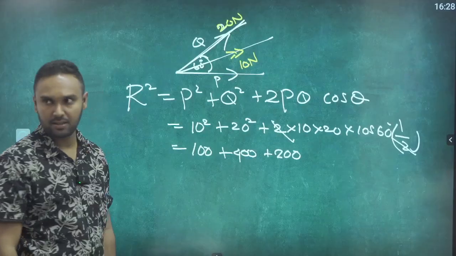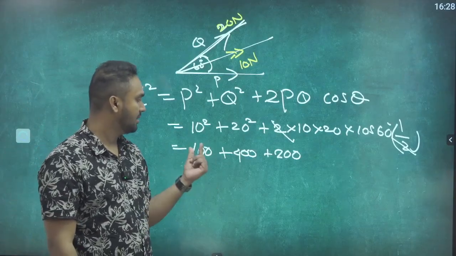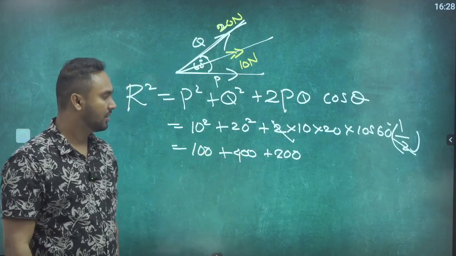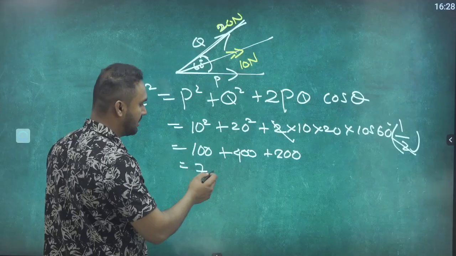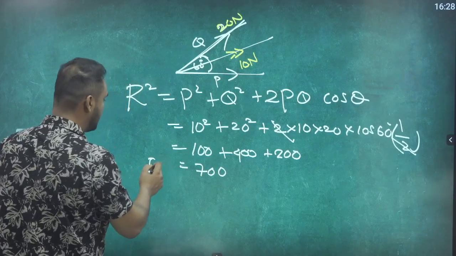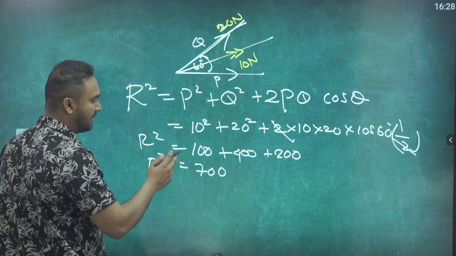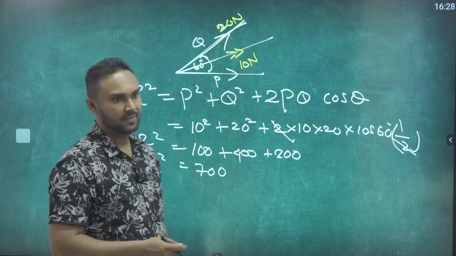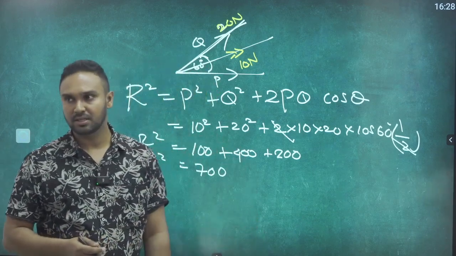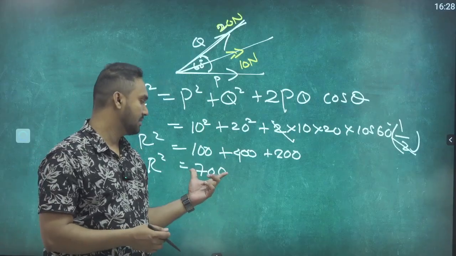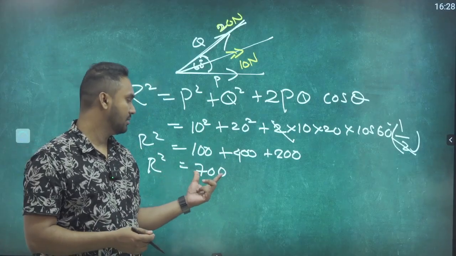200, right? 200. So what is the addition here? 100, 400, 200, which is 700. Now R squared should equal 700. Now we can convert this into surds if you take the roots correctly. How do you convert this into surds when taking the root?